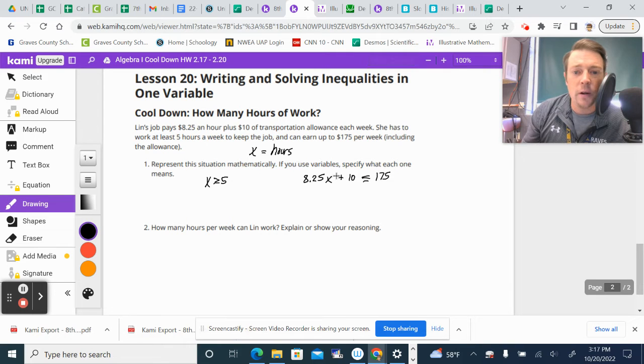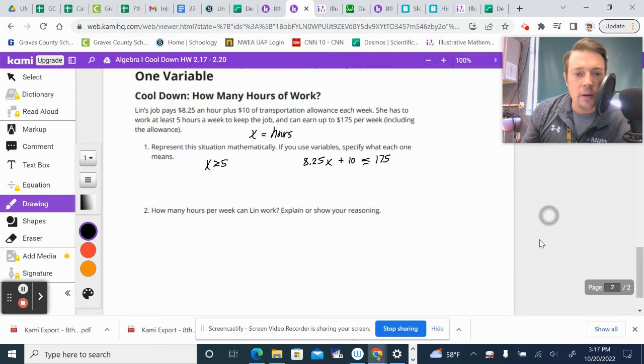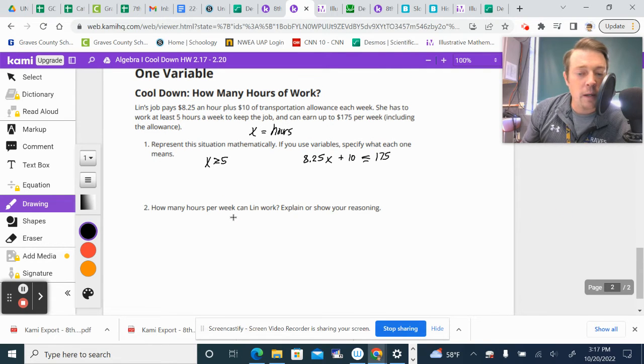If you use variables, specify what they mean. So x is hours for me, and these are the two things that I think represent this story really well. And then the question down here at the bottom, how many hours per week can Lynn work? Well, we know that she's got to stay above 5, but we really want to know what's the other side of that limit? We know 5 is the lowest, but she can work up to making this much. So if we solve this inequality over here, we'll know what's the maximum amount of hours she can work, and then we can answer this problem better.